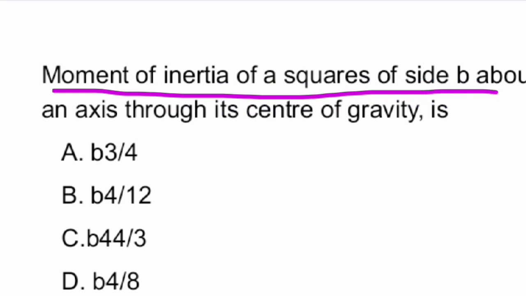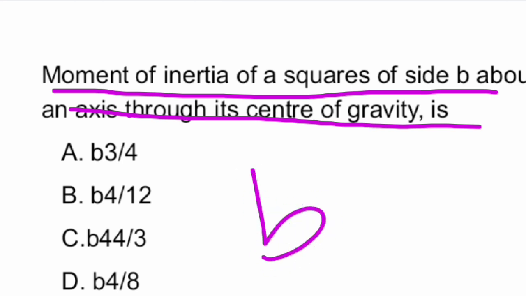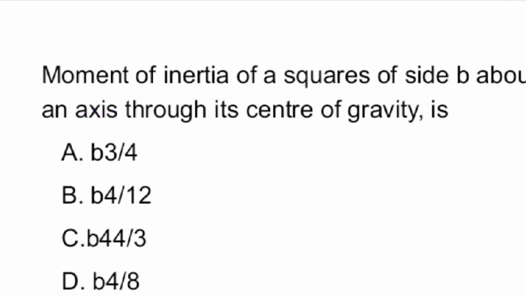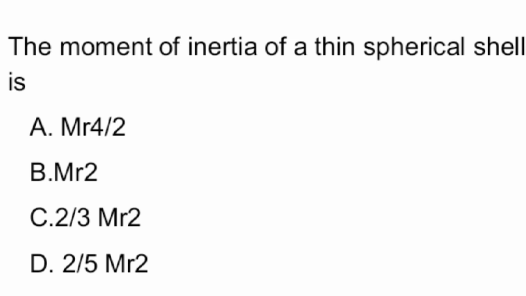Moment of inertia of a square of side b about an axis through its center of gravity is what? That is b to the power 4 by 12. b to the power 4 by 12 is the right answer.